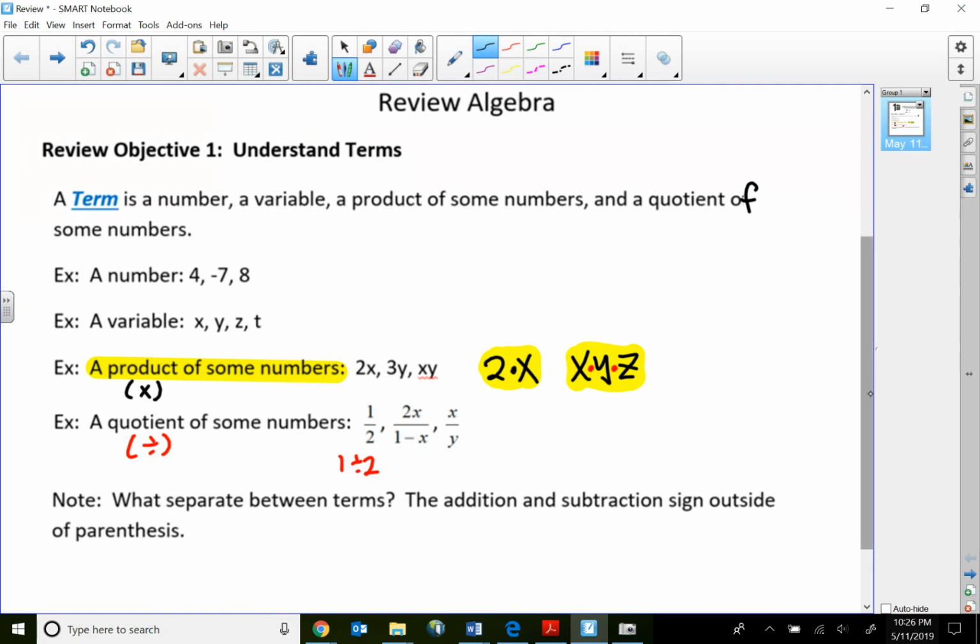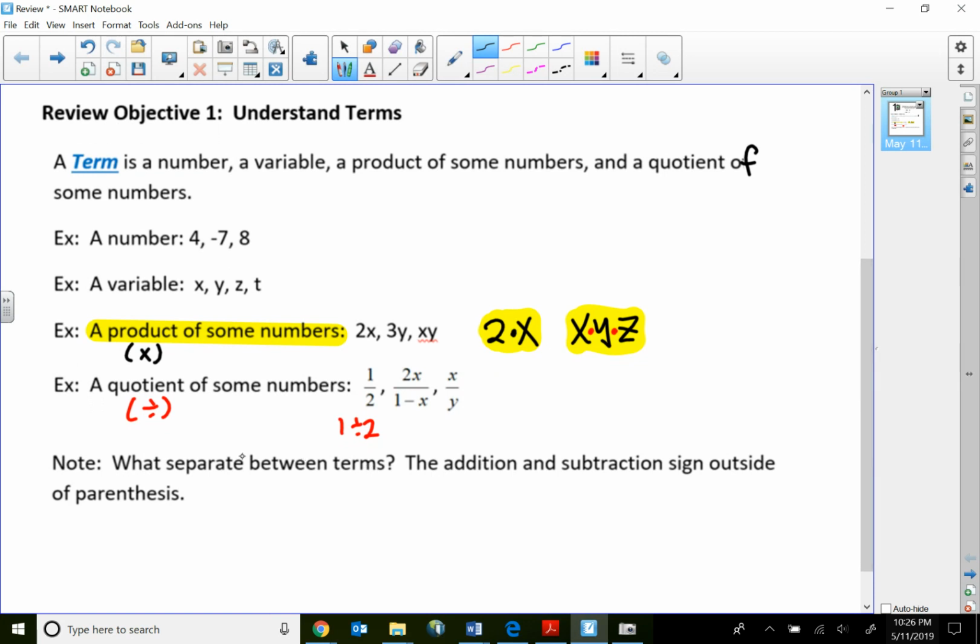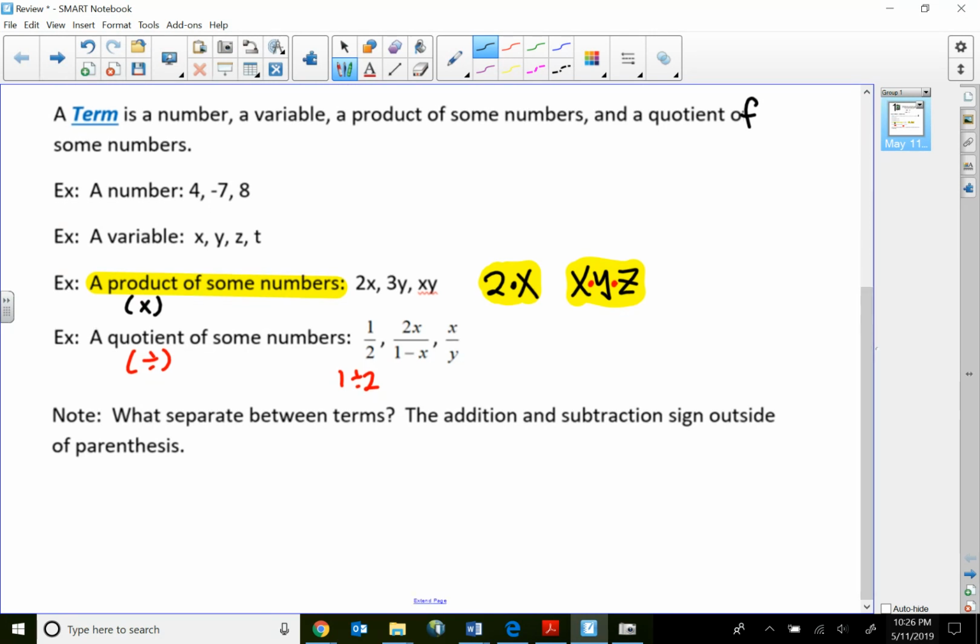So what we use to separate between terms are addition and subtraction signs that are outside the parentheses. If I have something like 2 plus 3, the addition sign outside the parentheses allows me to separate this problem into two terms, a positive 2 and a positive 3.